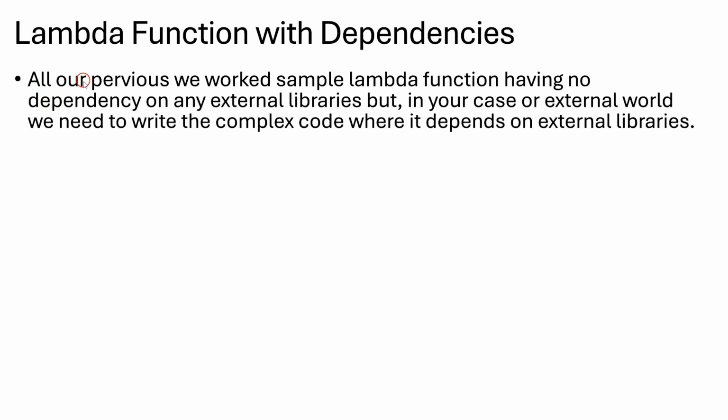In all our previous sessions we worked on sample Lambda functions having no dependencies on any external libraries, right? But in the real world, we need to write complex code where it depends on external libraries. If you observe, we only worked on very simple Lambda code with very few lines. But if you want to work on some complex Lambda code which depends on other dependencies, that thing we missed in the earlier sessions. Now I'm going to cover that.